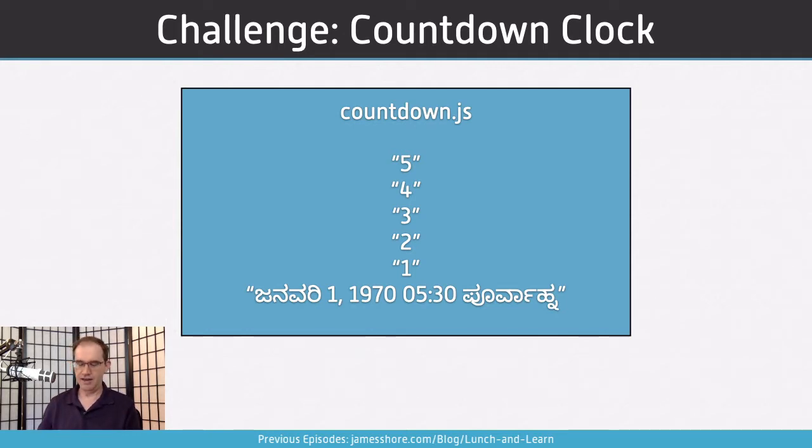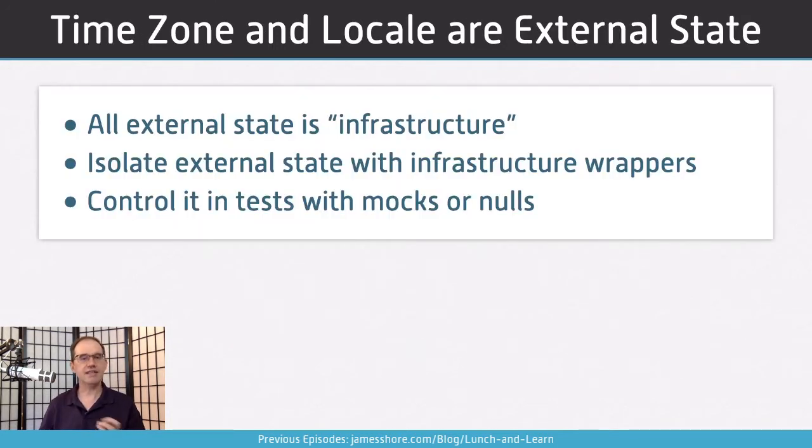Well, the key insight that makes this all easy is to realize that time zones and locales, the current time zone and the current locale, are external state. And like any other external state, we just need to wrap that up in an infrastructure wrapper. Once we have it wrapped up, we can control it. We can control it with mocks in our tests, or we can use nullable infrastructure wrappers.